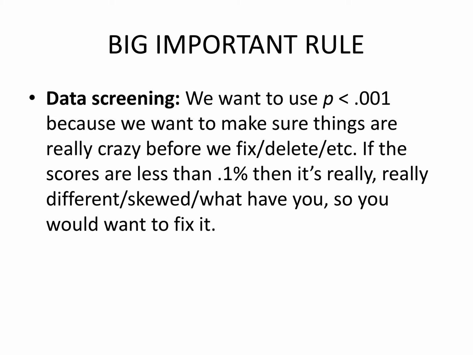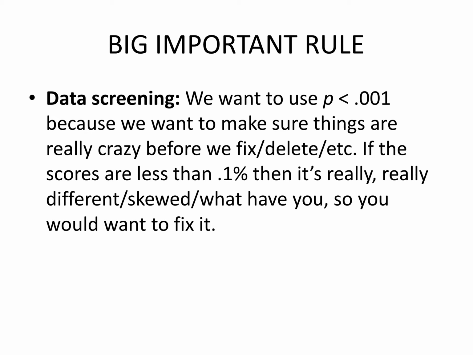Or let's say you're looking at your homogeneity test, something like Levene's. Well, it's known to be fairly sensitive to small changes in variance. If that doesn't make sense, it will in a little bit. So what we're going to do is we're going to use P less than 0.001 because we want to make sure things are really wonky or really bad before we fix the data or delete people's data sets.